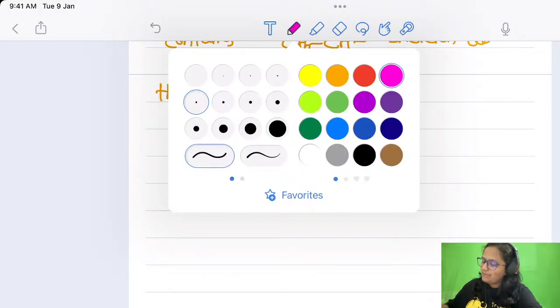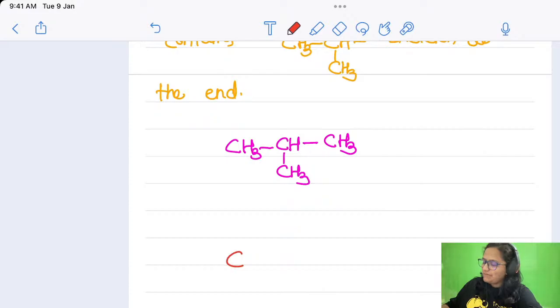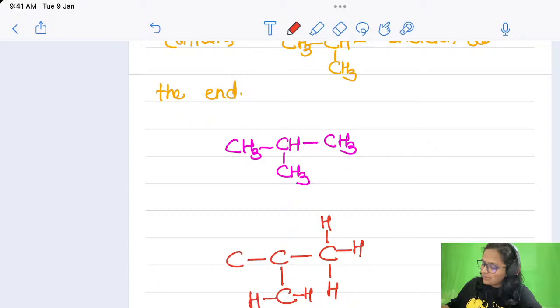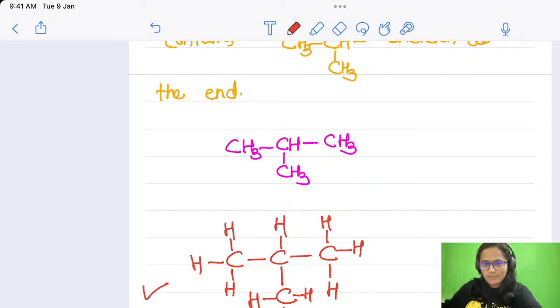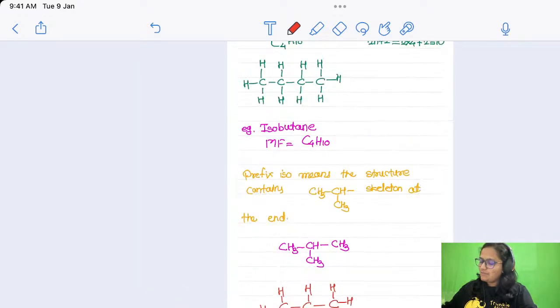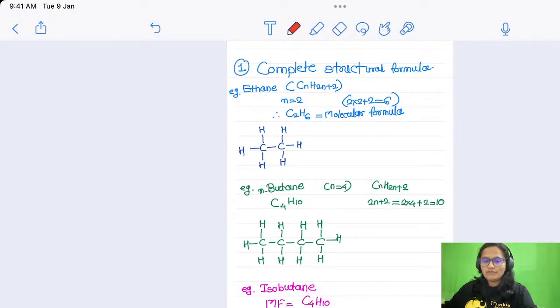The complete structural formula will look like this. First of all I will draw 3 carbon atoms like this, the 4th carbon like this, and satisfy the tetravalency by hydrogen for all of them. A total of 4 lines should be attached to each and every carbon atom. Tetravalency should be satisfied. So this is the complete structural formula for isobutane. I hope you understood all these examples. Take a screenshot of this page one by one.